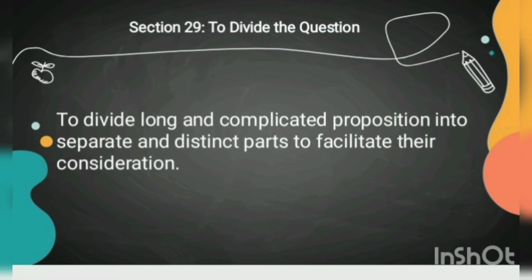Section 29: To divide the question. The purpose of this is to divide a long and complicated proposition into separate and distinct parts to facilitate their consideration. So it is a request by a member so that the parts may be voted on separately.